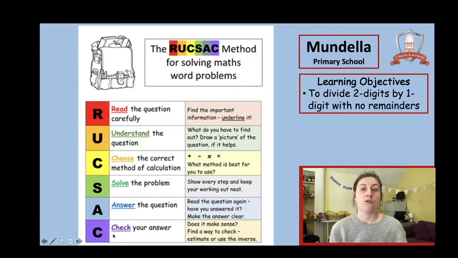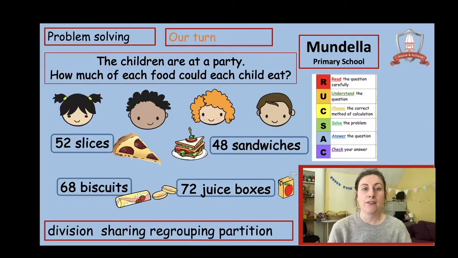So we're going to be using our tools, our rucksack, to help us to answer these questions. Let's have a go at one together. So the children are at a party. How much of each food could each child eat? So we've got 52 slices of pizza, 48 sandwiches, 68 biscuits and 72 juice boxes. That's a lot of food. And how many children are going to be having this food and drink? Only 4. Gosh, that's a lot of food and drink for these children to eat.